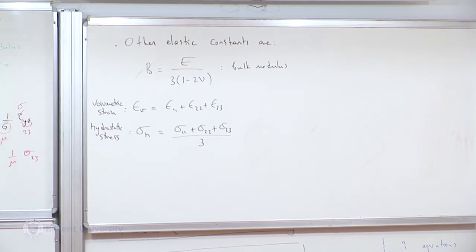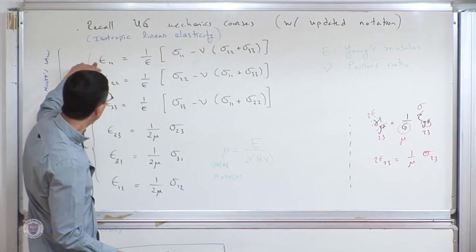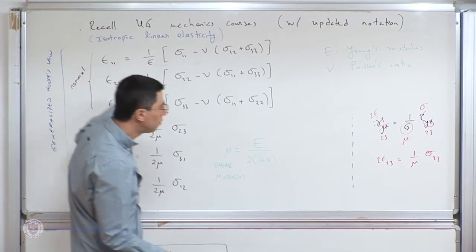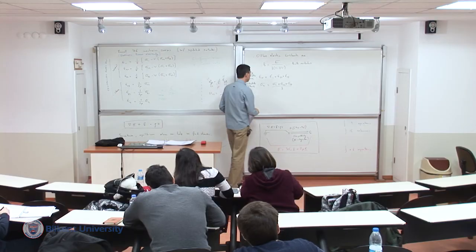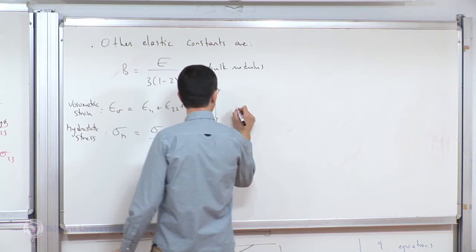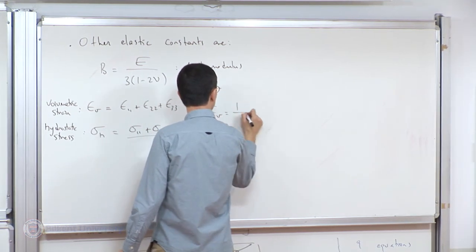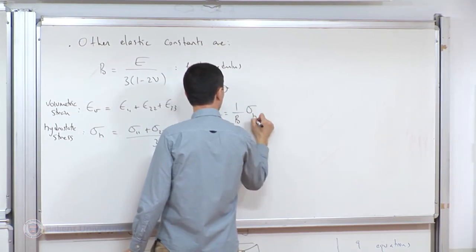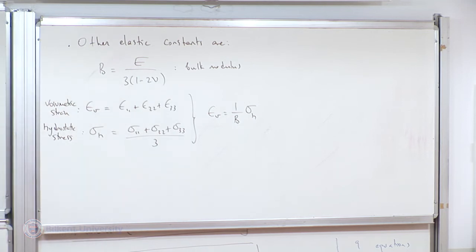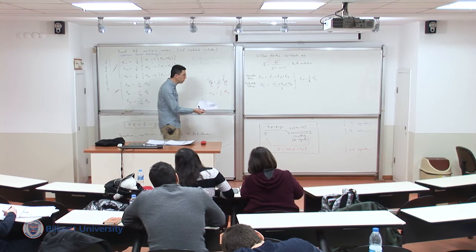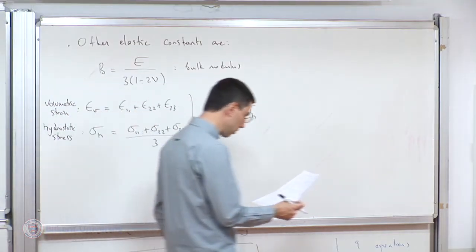Okay? So when you sum the left and the right-hand side, you find eventually that epsilon v is directly related to sigma h through a constant B, which is the bulk modulus. So this was the equation that we had derived, and that gives the meaning to the bulk modulus.